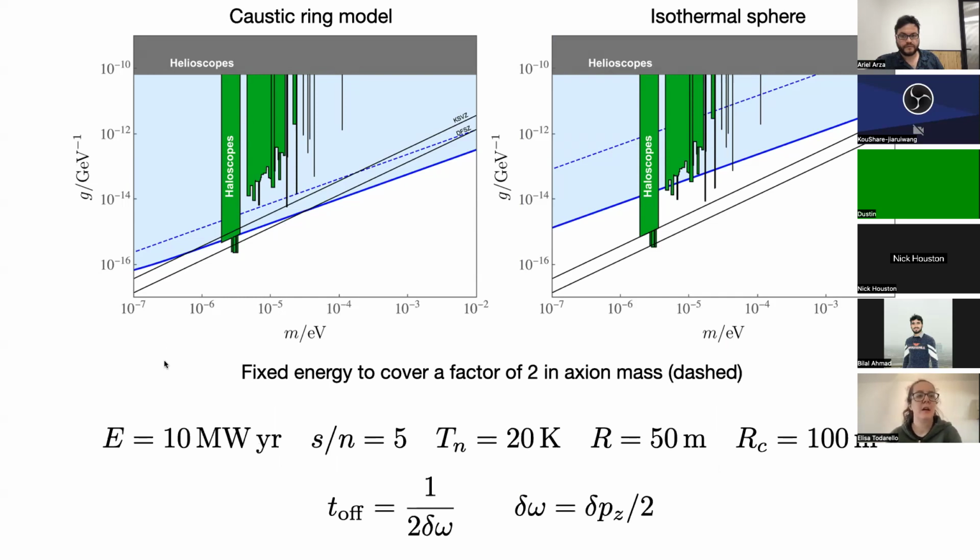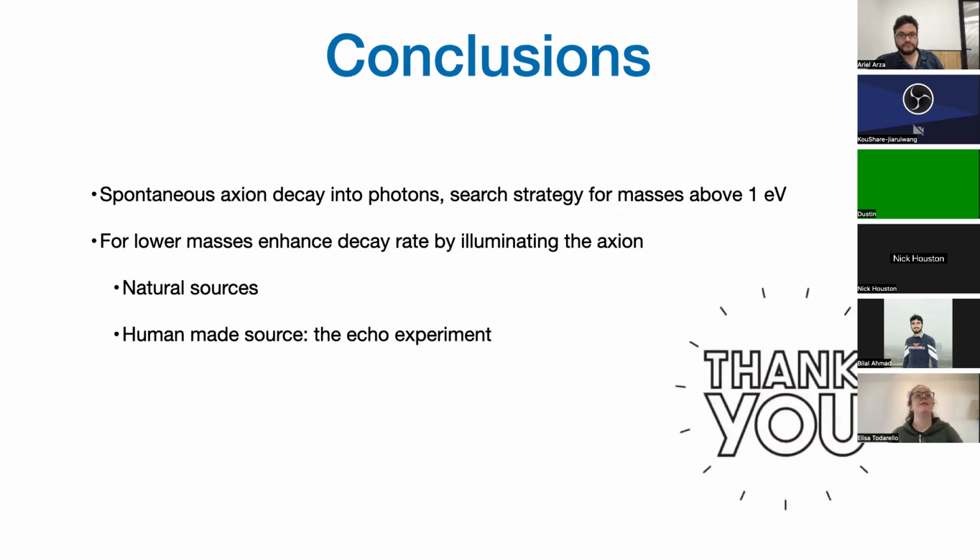So these forecasts are assuming that we use an energy of 10 megawatt per year to cover a factor of 2 in axion mass, signal to noise of 5, noise temperature of 20 Kelvin, and an emitter of 50 meter and a concentric receiver of 100 meter. So you see, okay, let's look at this more conservative model. You can constrain a pretty big chunk of the parameter space. Okay, so this is all I wanted to say.